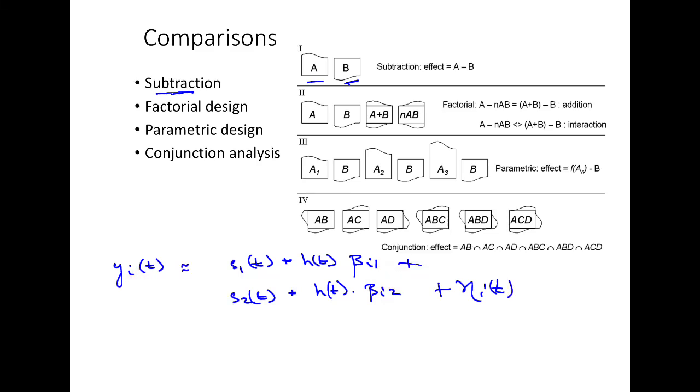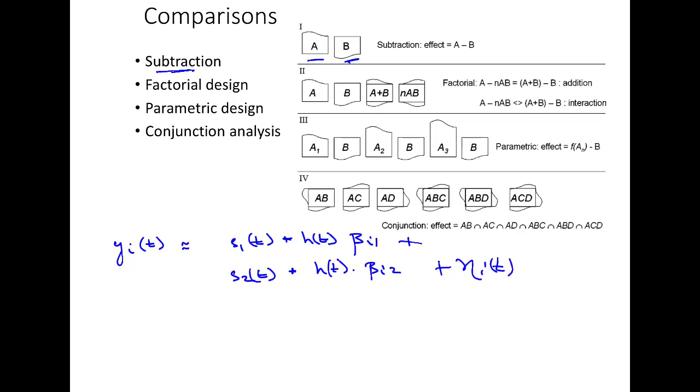But if I can somehow conclude that beta i1 is much greater than beta i2, what does it mean? That this voxel is getting more activated to the cobra images as compared to the non-cobra images. This is the same as saying that beta i1 minus beta i2 is greater than 0.